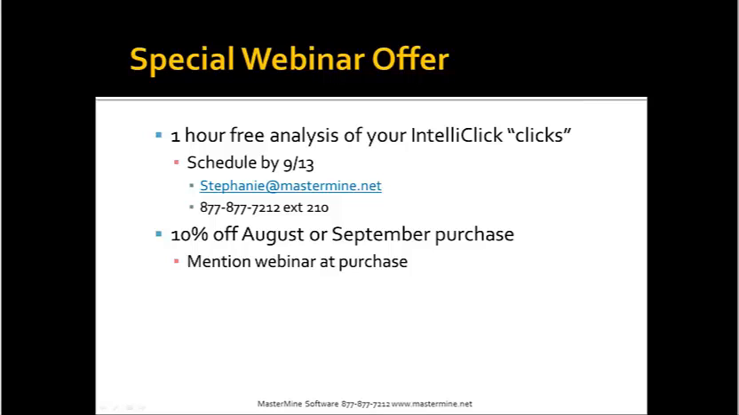The other thing that we're offering today is if you purchase MasterMine by the end of September, so anytime in August or September, we will give you 10% off the price of purchasing MasterMine. So you'll be saving somewhere between $100 and $500 by purchasing in that time frame. When you make that purchase, mention that you were on this webinar and that you got the offer from here, and that's what will allow us to apply it. So that is the offer.